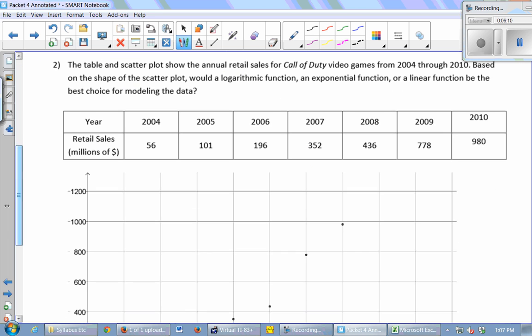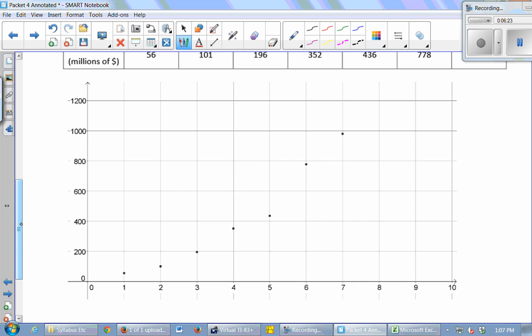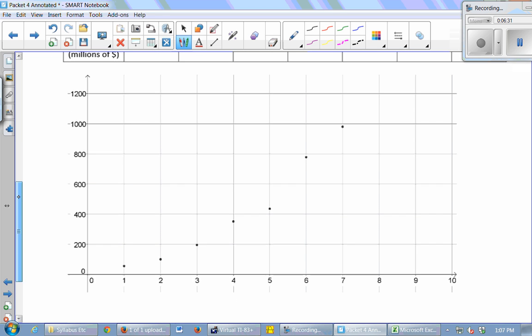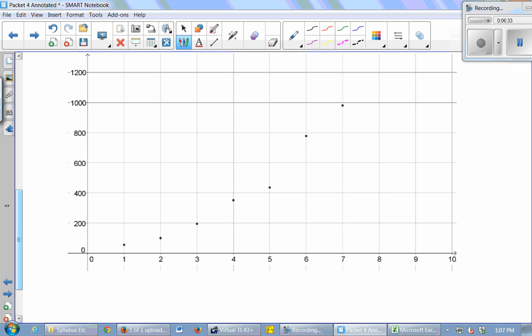Okay, so here I've got a table and a scatter plot that show the annual retail sales for the Call of Duty video games from 2004 to 2010. So based on the shape of the scatter plot, would an exponential, a logarithmic, or a linear function be used to model that data?